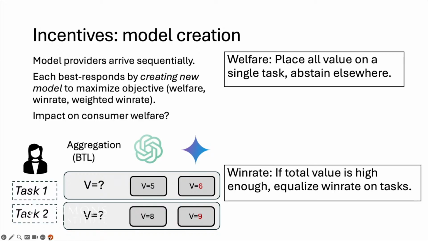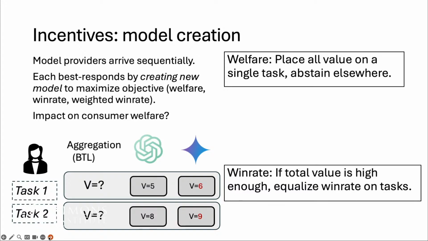Opposite extreme, if you have win rate, so if total value is high enough, so basically if you're a powerful enough model, your incentive is to equalize win rate across tasks. So you can see what they're doing here is they have sort of winning by exactly 1 on both tasks. So they're putting less value here and more value here because doing so equalizes their win rate across tasks.